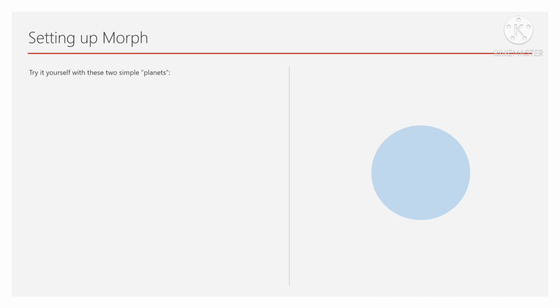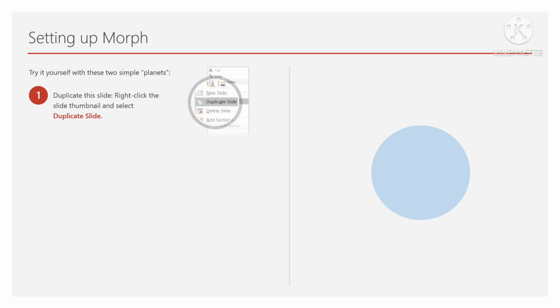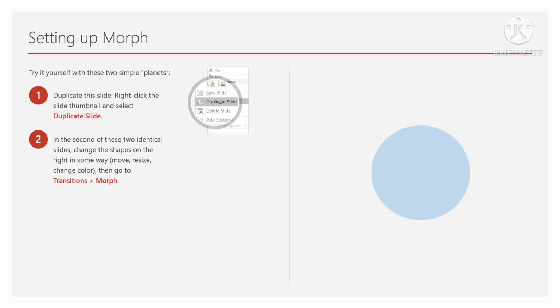Setting up Morph. Try it yourself with these two simple planets. Number 1, duplicate these slides. Right-click the slide thumbnail and select duplicate slide. Number 2, in the second of these two identical slides, change the shapes on the right in some way, like move, resize, change color, then go to the transitions to morph.